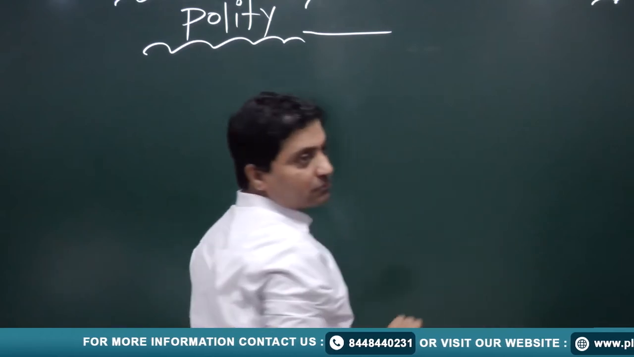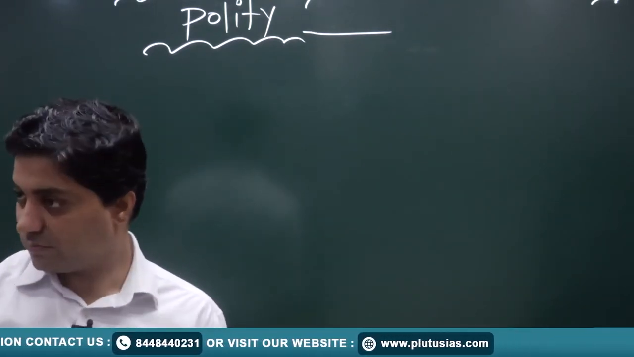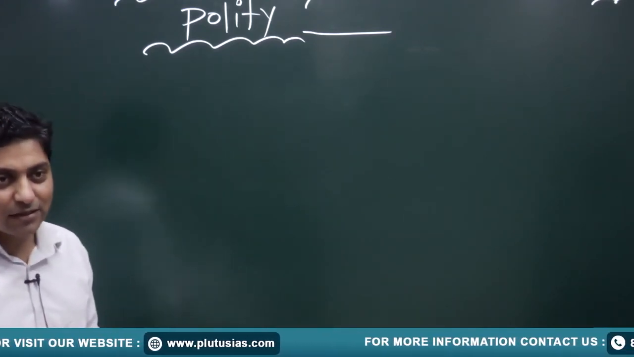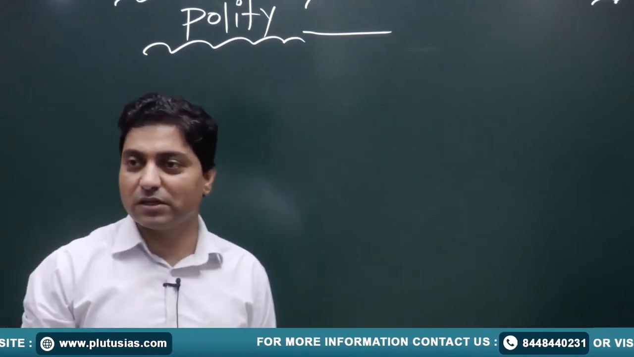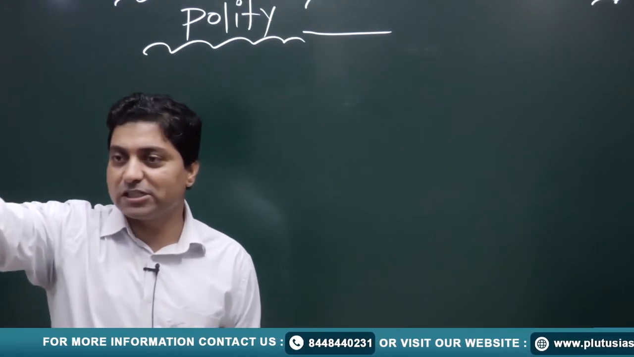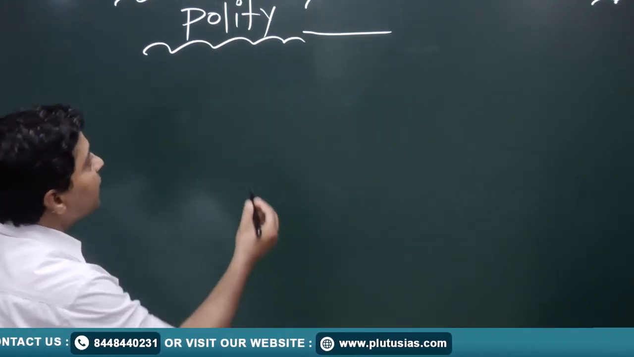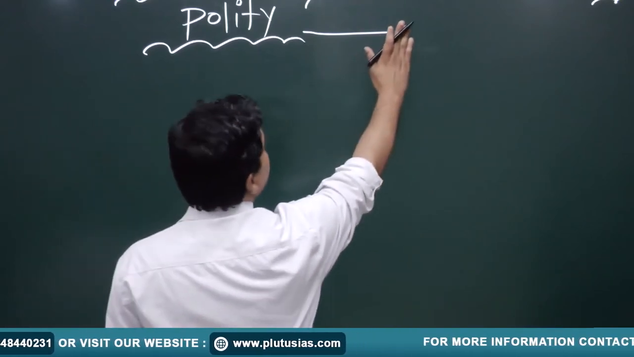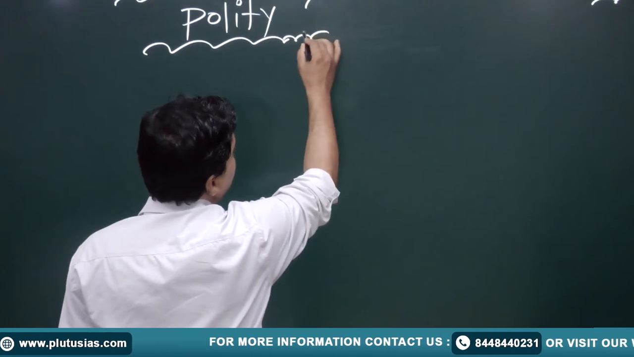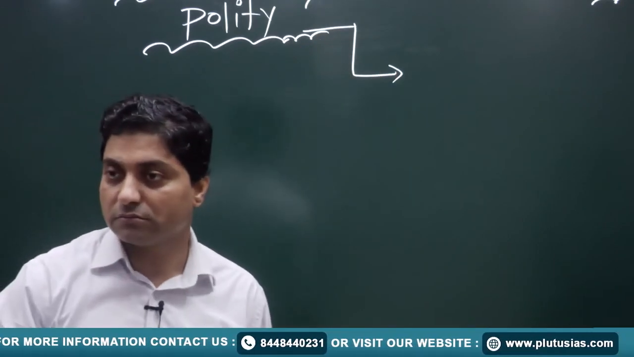Have you heard the name of Aristotle? He was a student of Plato. Plato was a student of Socrates, right? And these three philosophers were a Greek trio: Socrates, Plato, and Aristotle, generally known as the Greek trio. And he coined the term polity. Now, what does he mean by polity, basically? What do you understand by polity first? One by one.